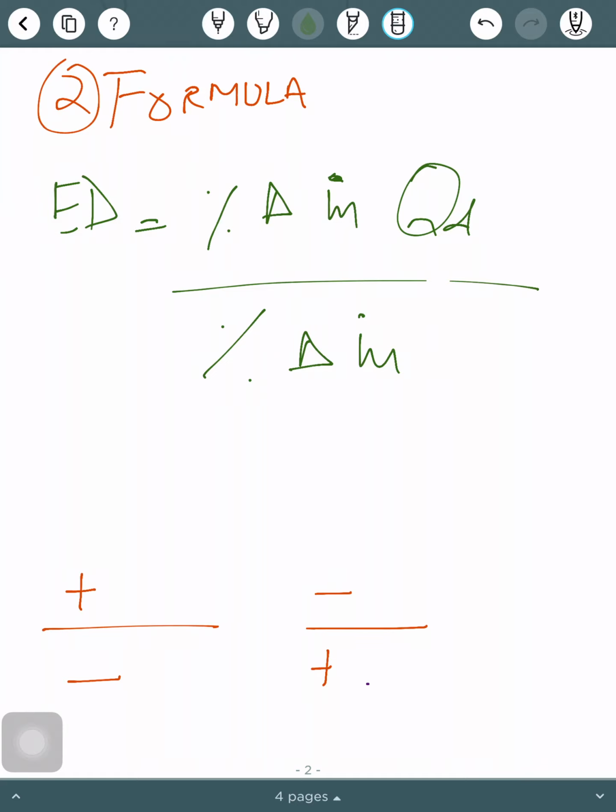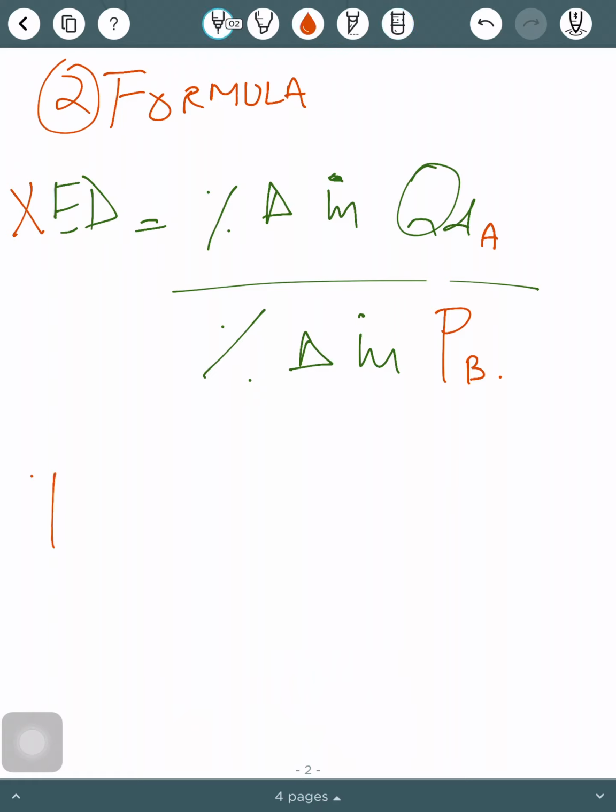So the formula will become XED is equal to percentage change in quantity demanded of product A divided by percentage change in price of product B. Okay, so the examples that we will discuss are, for example, first of all, we have got tea and sugar.